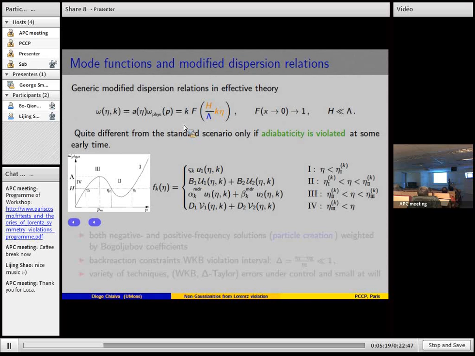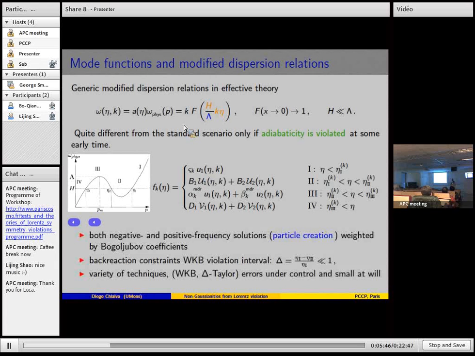In the second case, they are called adiabatic. And you can study it, I did it, and you find that really there are no appreciable new results regarding non-Gaussianities. But if adiabaticity is violated, that is, these modified dispersion relations do change at least at a certain interval in time, quickly, abruptly with time, then what happens is that the mode function gets much more complicated. You can study them with a variety of techniques, WKB techniques, Taylor expansion in adiabaticity breaking parameters. They are all under control, and the errors can be made small at will.